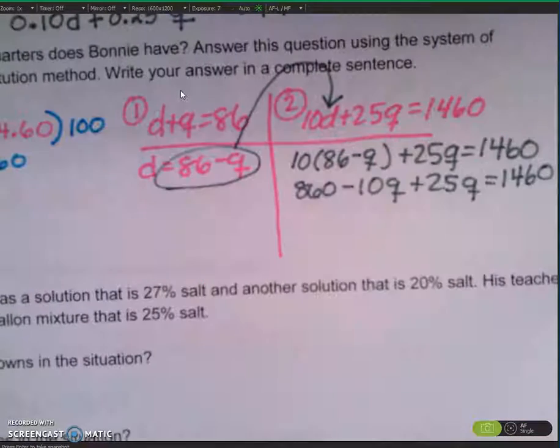Combine like terms and isolate Q. Use that value to solve for D. I'll give you 3 minutes to finish solving. Please pause the video and give yourself 3 minutes to finish solving the system.